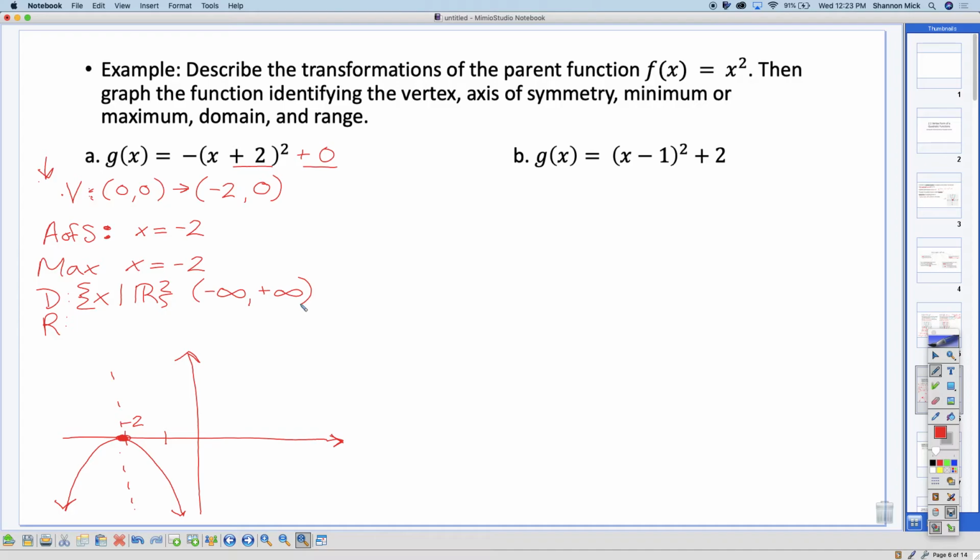Okay, now range. This is range where you want to see your picture. Range are the y values. It's a maximum, right? So what is my maximum y value? 0. So that's where I start, right? So set notation would be y such that y is less than or equal to 0. Correct? Because it goes on forever.